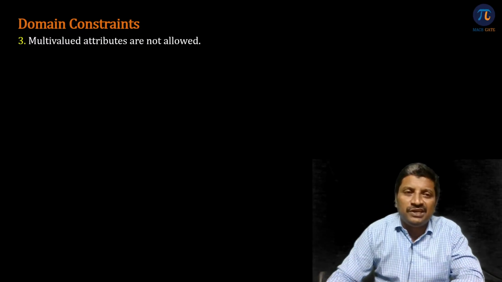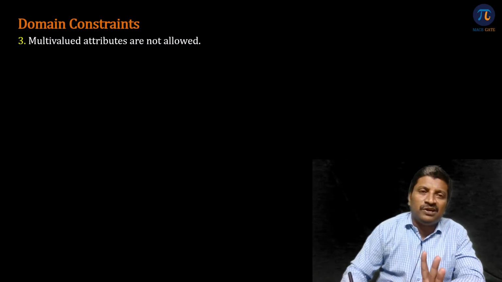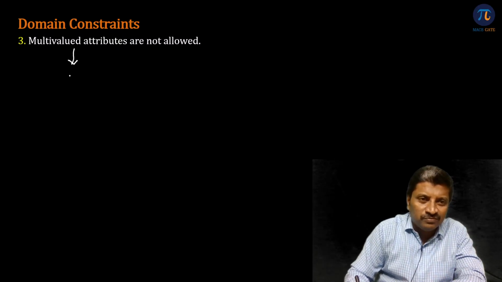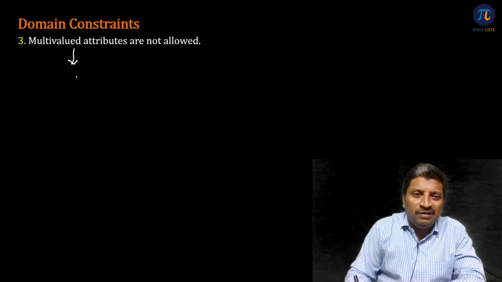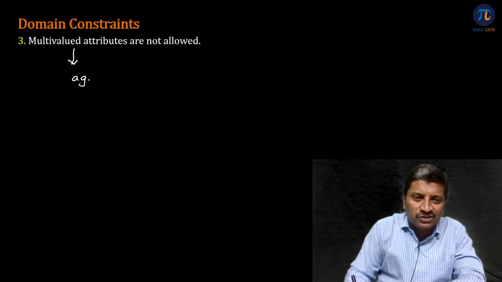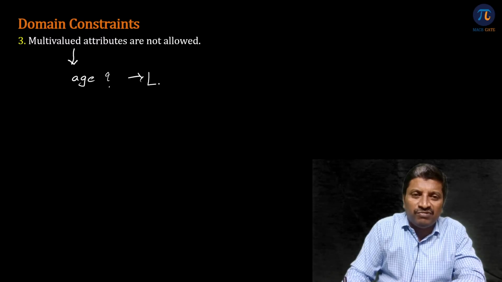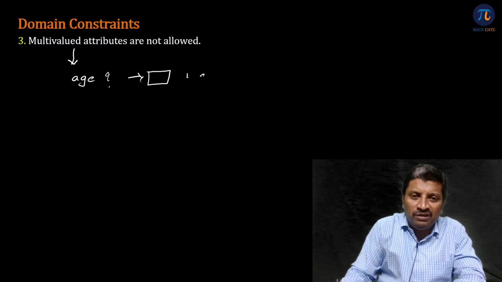The next constraint is that multi-valued attributes are not allowed. What is meant by multi-valued attribute? For example, if someone asks, what is your age? Then you will give only one answer, either 42 or 43 or 23. So I will have only one answer.